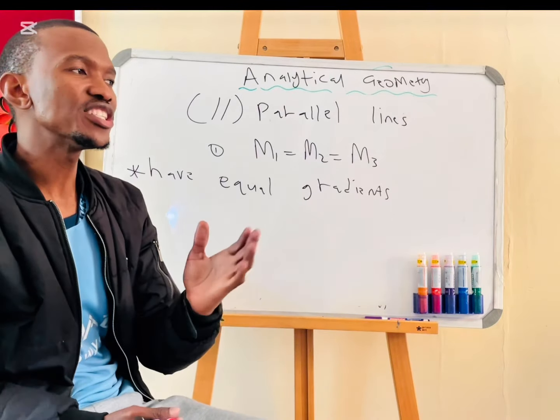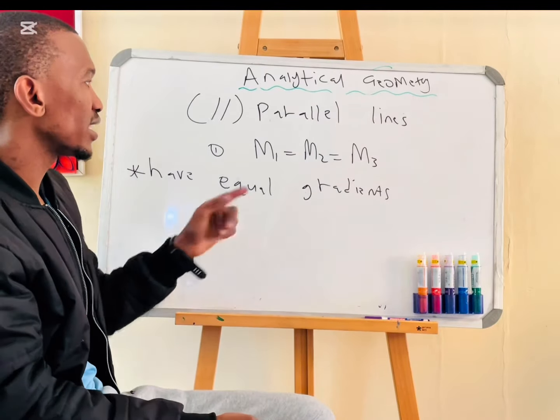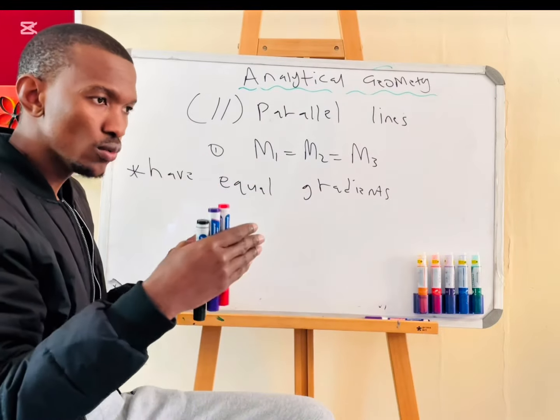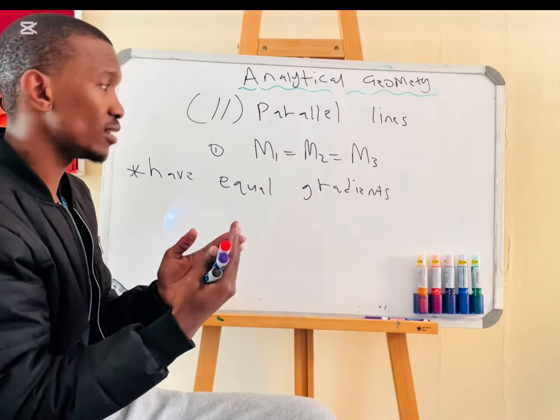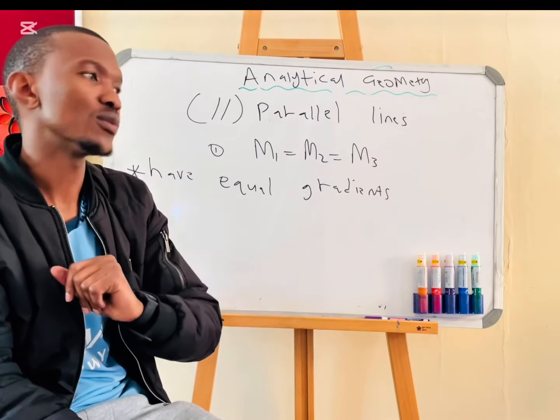If they say to you, determine whether the two lines are parallel or not, you must calculate the gradient of line 1 and the gradient of line 2. If those two gradients are the same, then it means that the lines are parallel. That's one thing you must know.